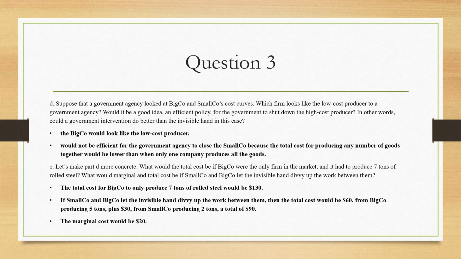And to prove the statement right here, the total cost for Big Co to produce 7 tons would be $130. On the other hand, if Big Co and Small Co produce 7 tons together, the total cost would be $90, and the marginal cost would only be $20.